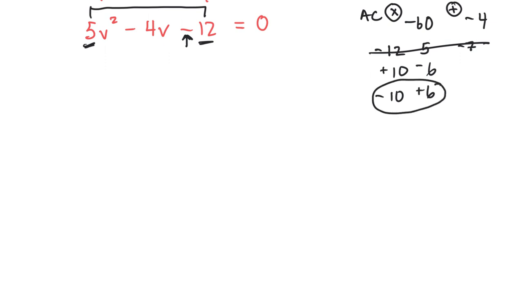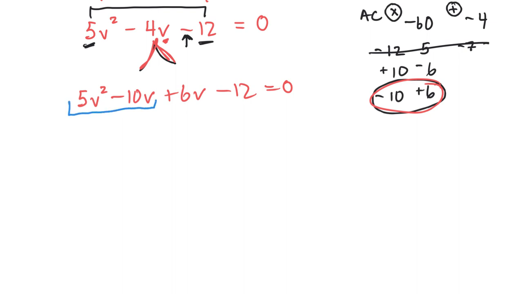Now, I don't just put those in the bracket. What I do is I take those numbers and replace this minus 4v with them. So I'll write down 5v squared minus 10v plus 6v. See, I'm replacing that one with these numbers. And I include whatever letters there. Minus 12 equals 0. Now I can group factor.